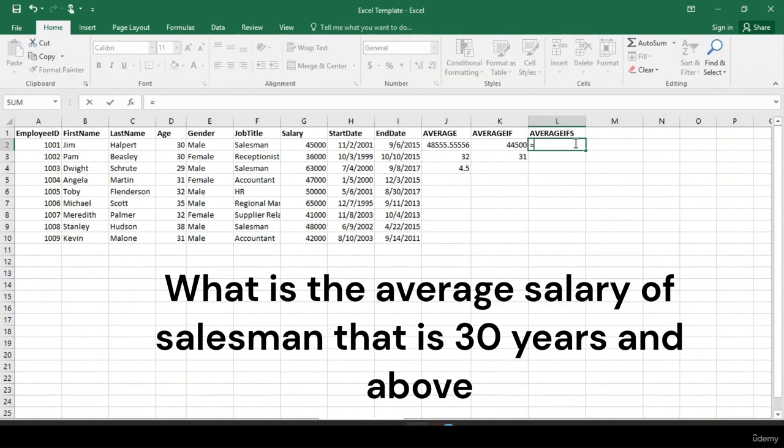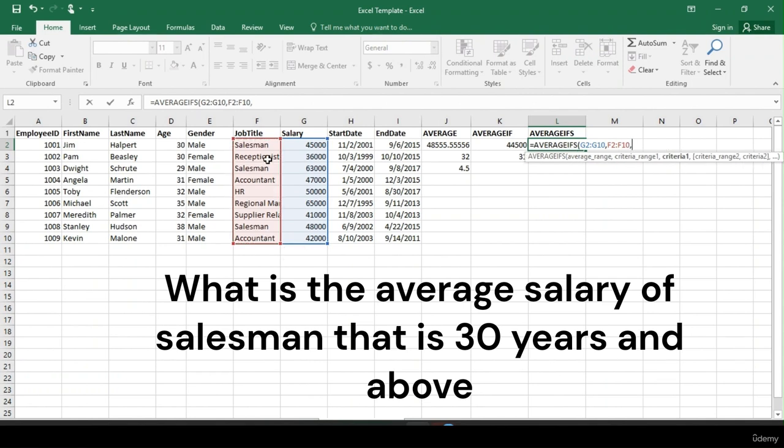Now let's try that. Equals AVERAGEIFS, and you select the average range because this is where the calculation is going to take place. This is the average we're trying to get, the average of the salary. So that's our range. What's our first criteria? We're looking for the job title, which are the salesmen. So we select the job title column first.